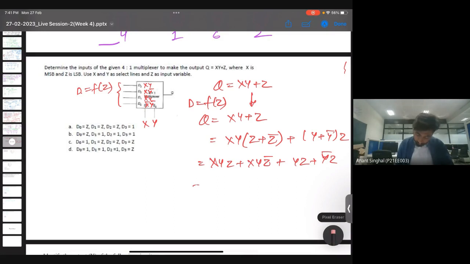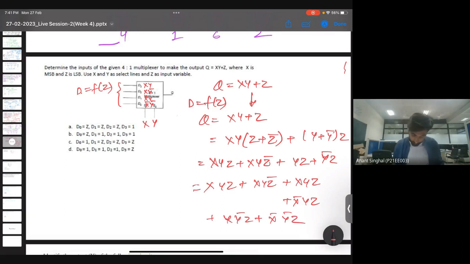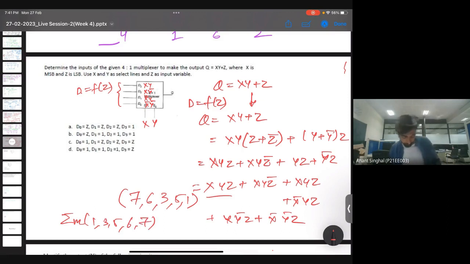xyz plus xyz bar. Then x plus x bar. So xyz plus x bar yz and x y bar z plus x bar y bar z. So it is nothing but 7. This is 6. This is again 7. This is 0, 1, 1, 3. Then it is 5, and then this is 1. So it is nothing but summation 1, 3, 5, 6, 7. So we can easily get this.